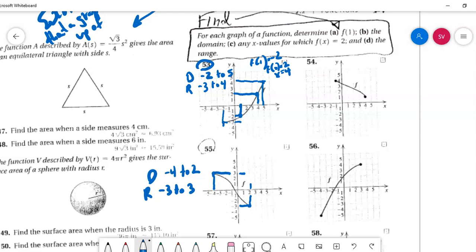So now let's look at what is f of 1. What does that mean? It means when x is 1, what is y? So when x is 1, where's my graph? Right down here. What's y? -2.